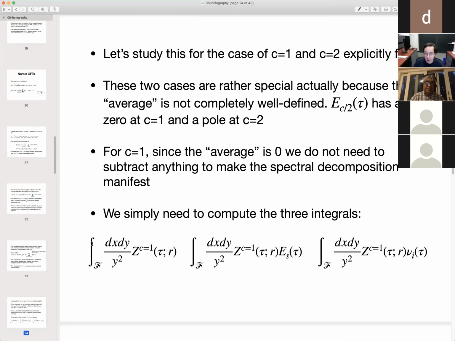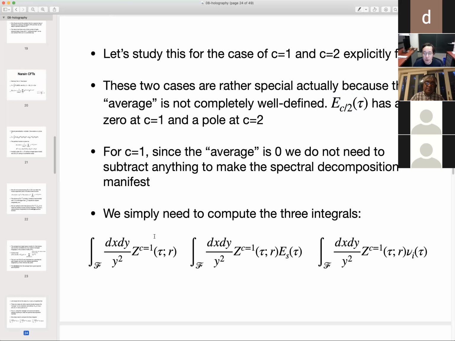So let's do this explicitly for 2 examples. Here the formulas will get a little bit hairy, but the details don't matter. I just want to give you a flavor of what the computations will look like, and then it'll be clear what the structure is at general central charge c. Actually, c equals 1 and c equals 2 are also rather special because there the average diverges for both of them. They have to be defined via analytic continuation, and the analytic continuation of this average has a 0 at c equals 1 and a pole at c equals 2. So the average, strictly speaking, is only well defined for c bigger than 2, but our spectral decomposition will work for all c.